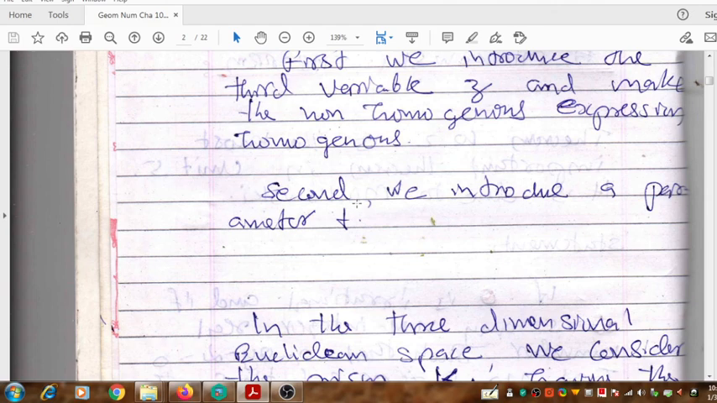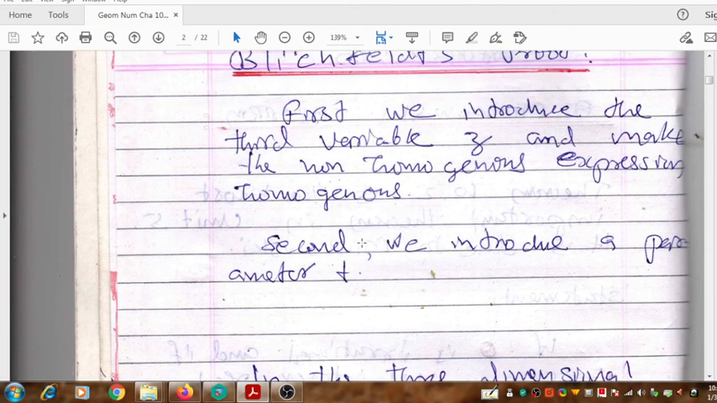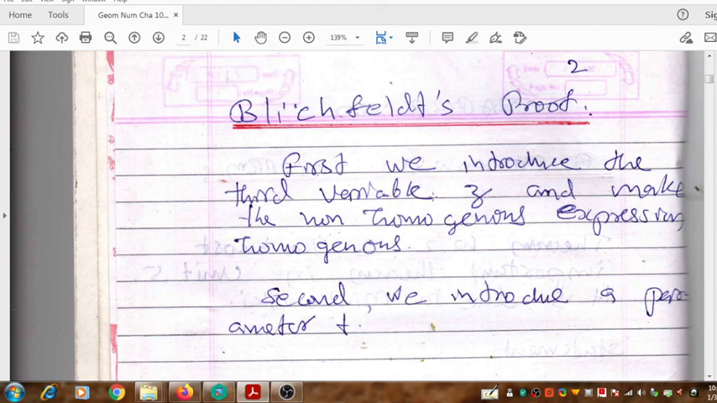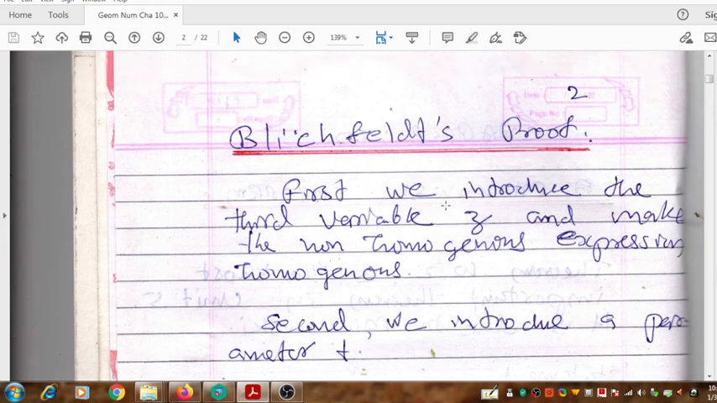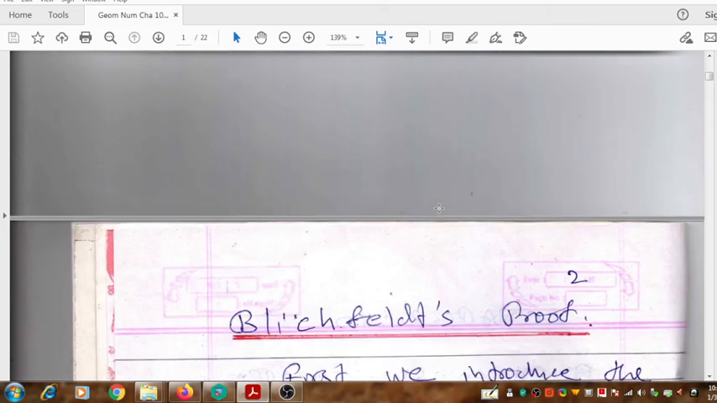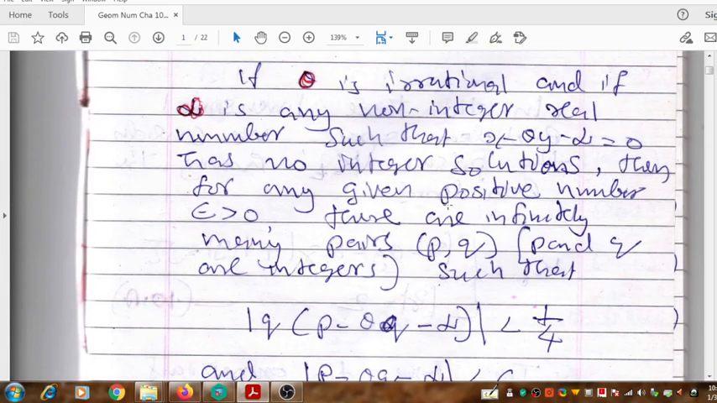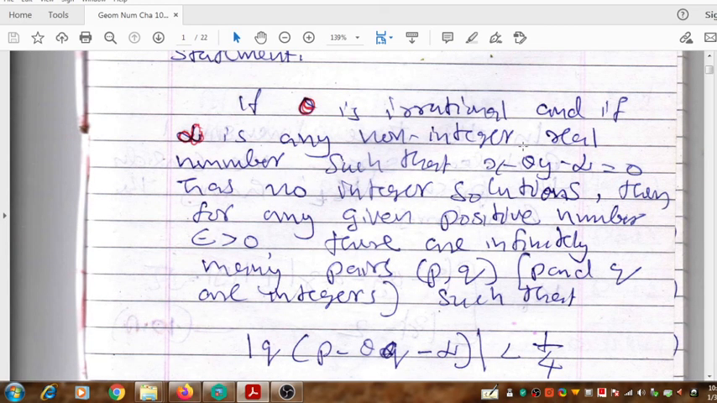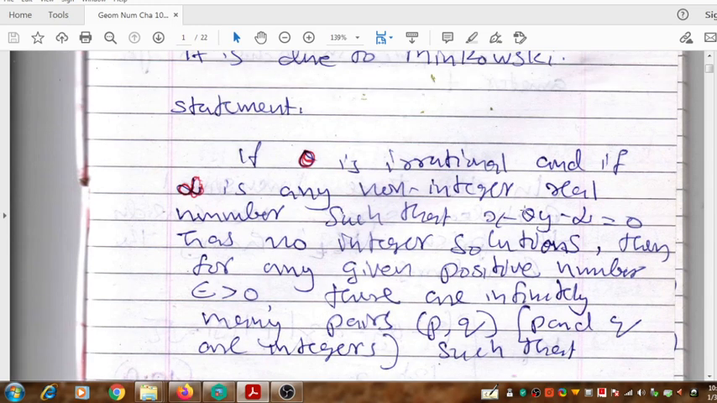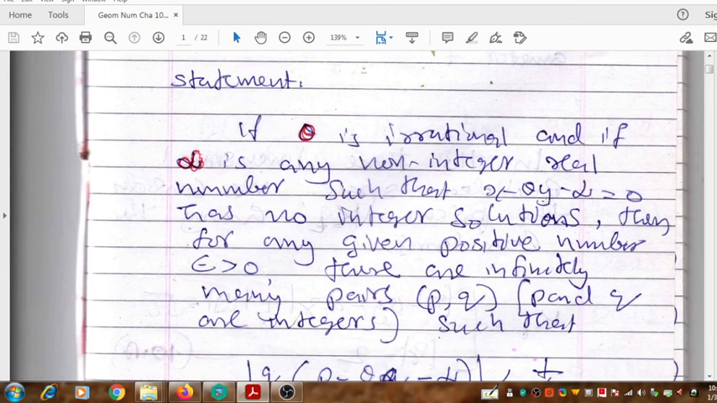Here it is mentioned that t is a parameter, and z is a third variable that we bring in. But where are the other two variables? How do we get the other two variables, x and y? You can see in the equation given in the statement of the proof, the variables x and y are already used.